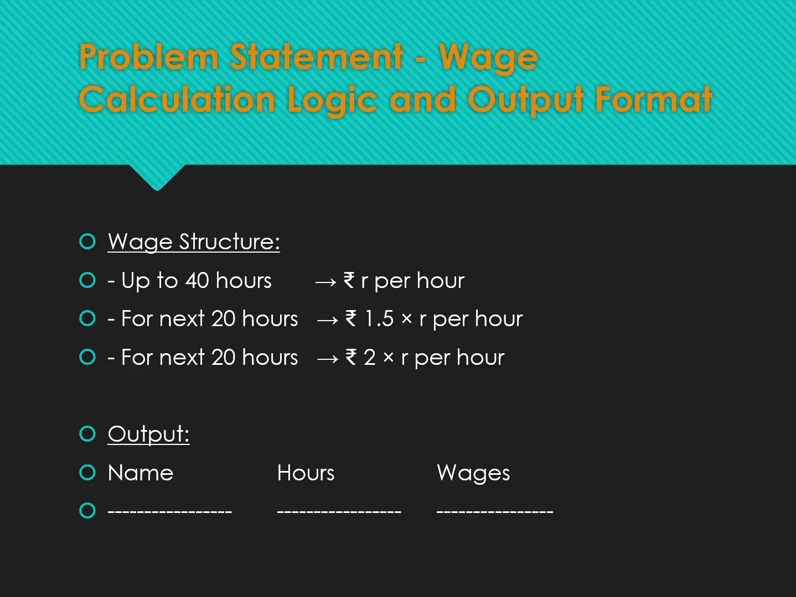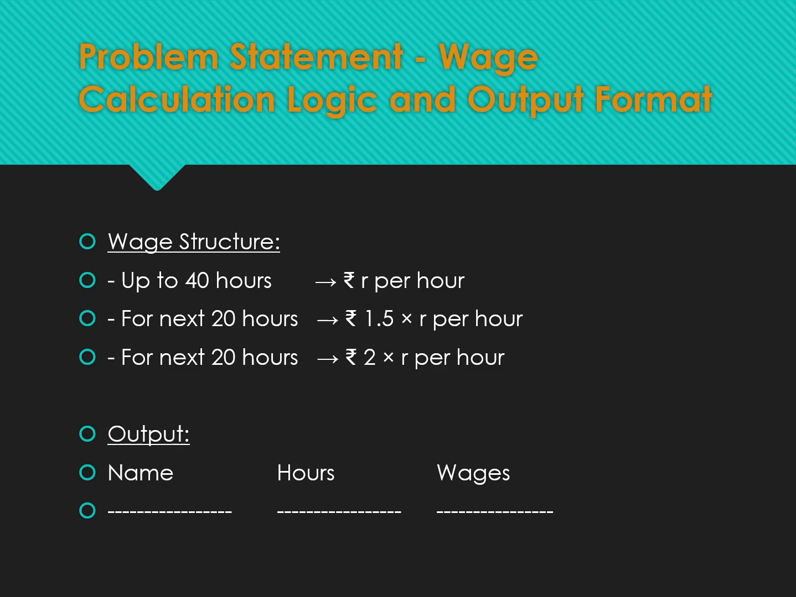Let's now understand the logic we'll use to calculate wages in Java and how the final result should be displayed. First, we apply a tiered wage structure. If the security guard works 40 hours or less, the wage is calculated simply as the number of hours multiplied by the hourly rate.